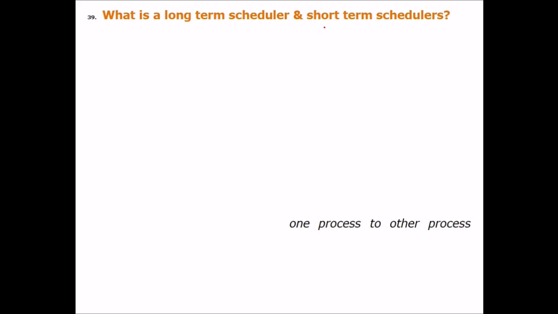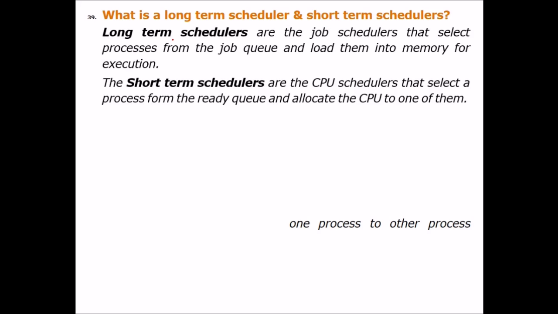What is a long-term scheduler or a short-term scheduler? Long-term schedulers are the job schedulers that select processes from a job queue and load them into memory for execution. Job queue means it takes the process from the secondary memory and places it in the memory for execution. While the short-term scheduler has a different task. These are the CPU schedulers that select a process which is in the ready queue, not in the job queue, but in the ready queue, and allocate them to the CPU.